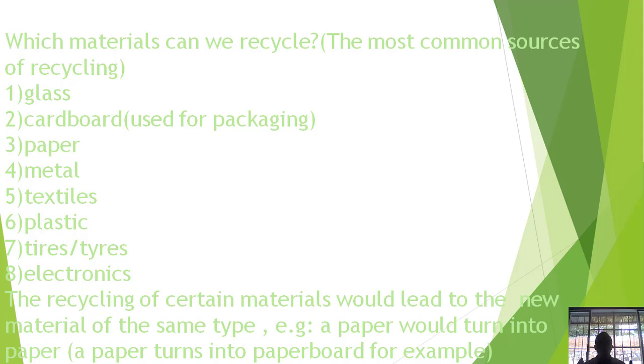Now, which materials can we recycle? The most common sources of recycling, the materials that we recycle every time, like glass. A glass bottle can be recycled, and then they can manufacture other products made of glass. Let me give you an example, like a mirror. A mirror is made of glass. A glass bottle can also create even a mirror, or window panes that we have at home.